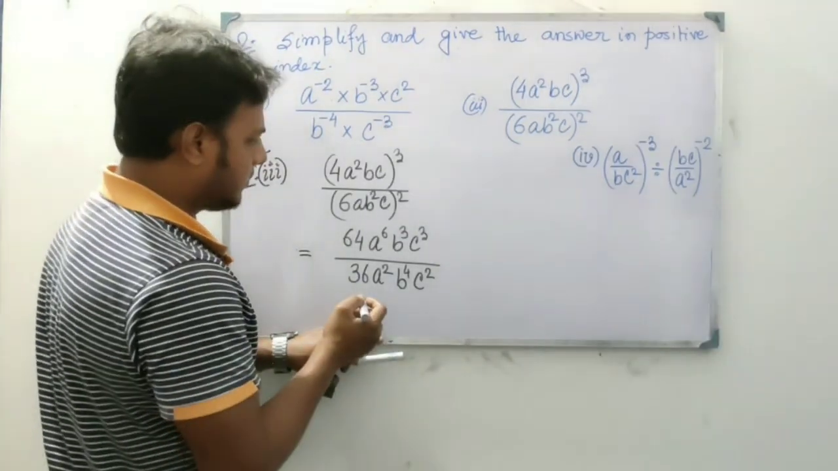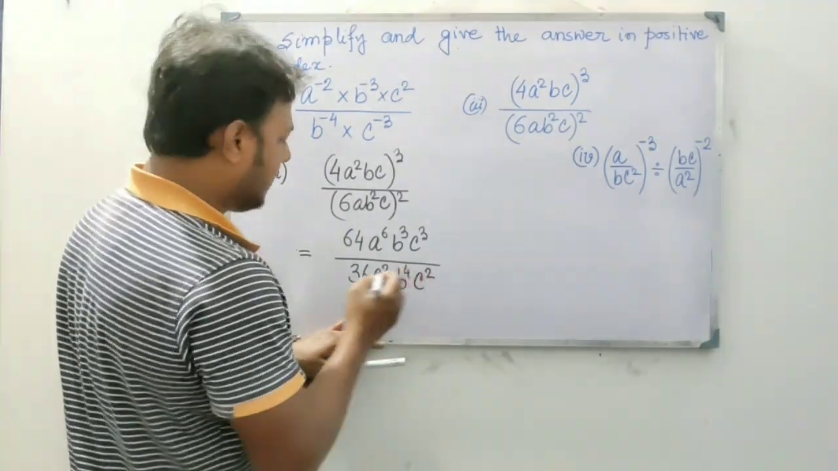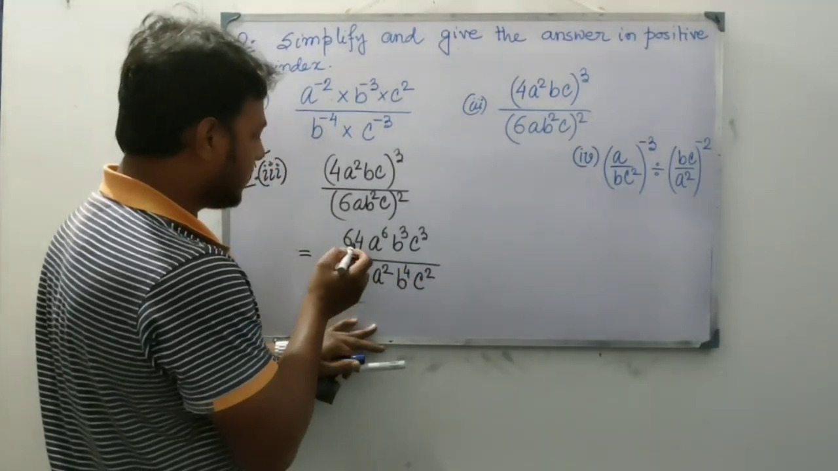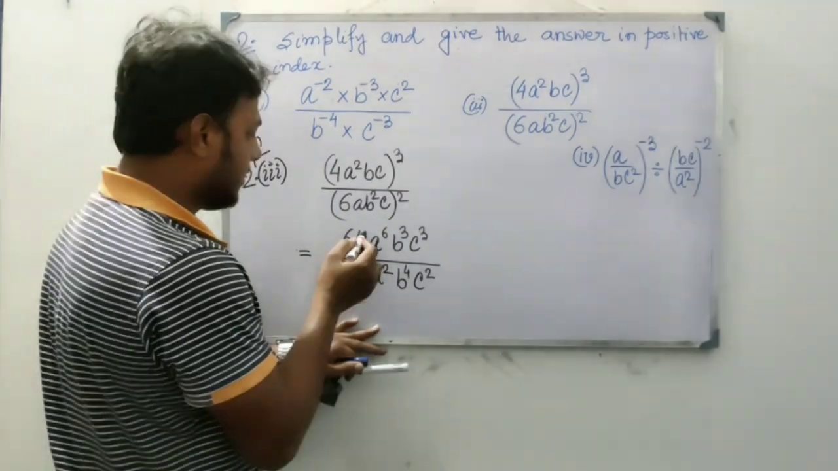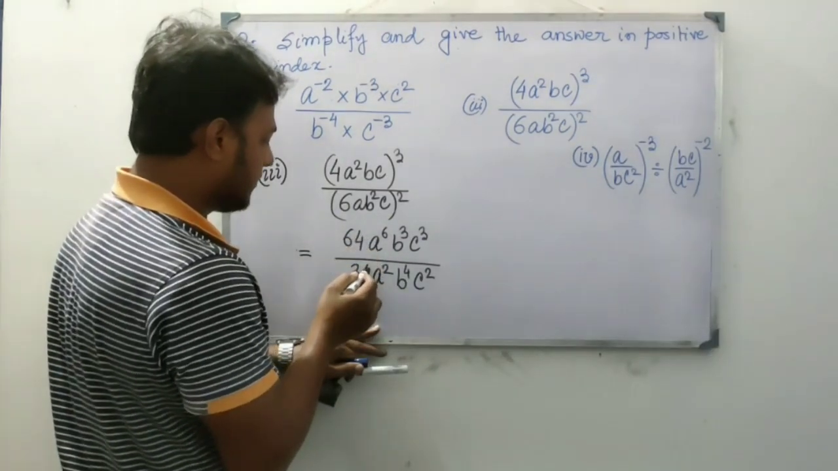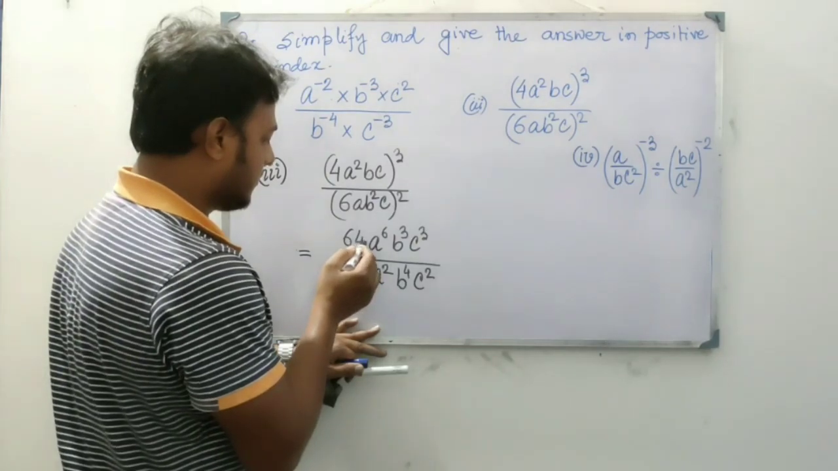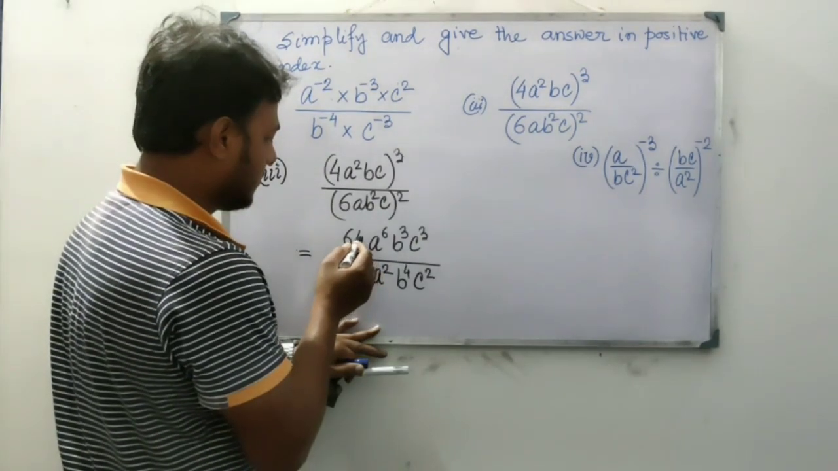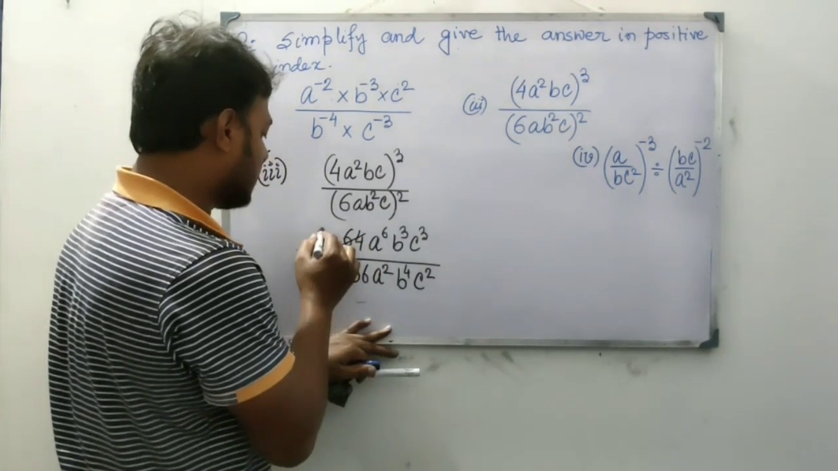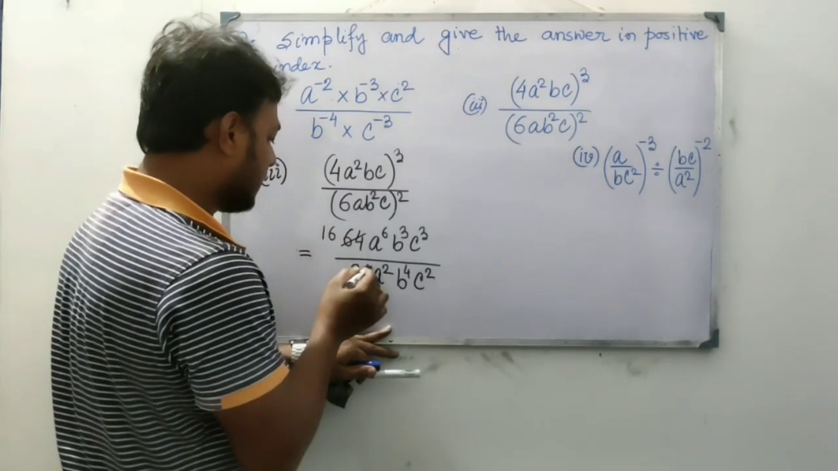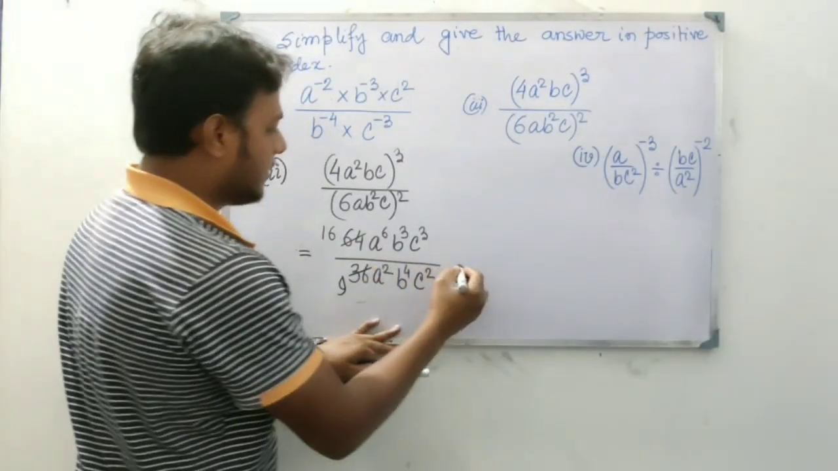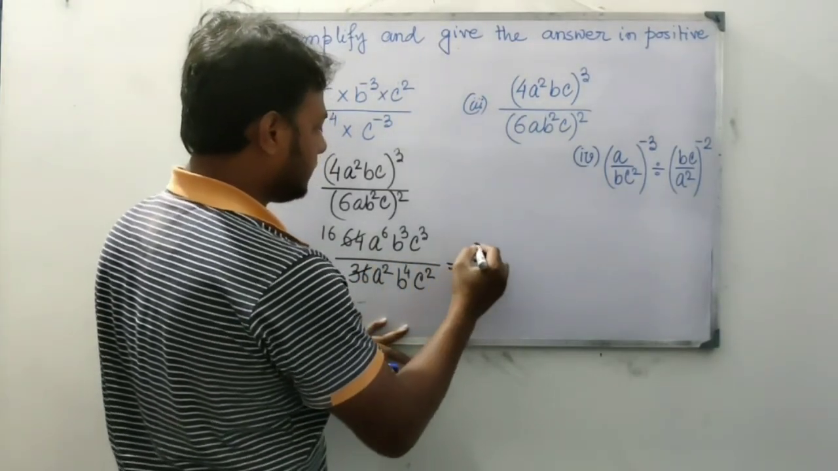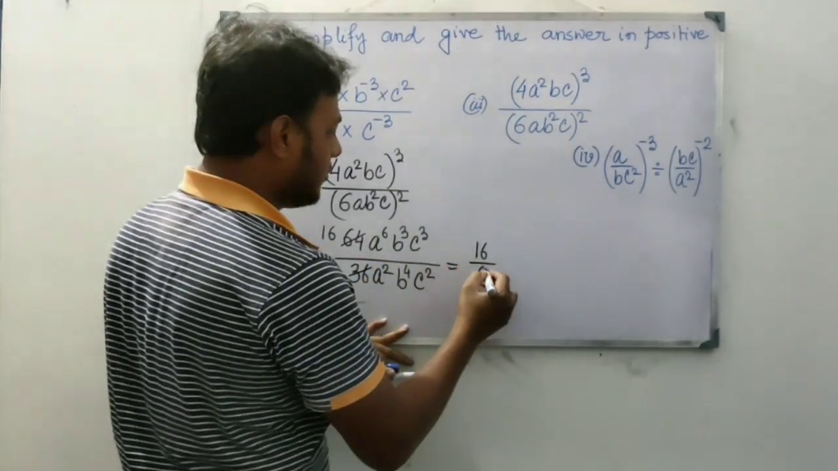So if we apply the law of indices, then first try to cancel the numeric part. Is it possible to cancel it? Yeah. 4 cancels by 4, then 4 16s are 4 9s are. So 16 by 9. This is the numeric part. So equals 16 by 9 is the numeric part.